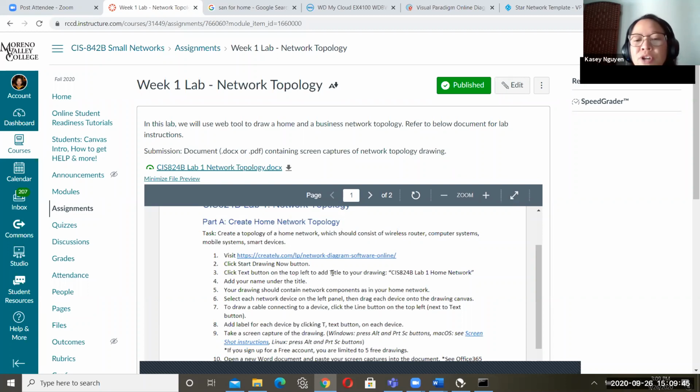So the document instruction is there. I want a document that contains screen captures. Or if you save it as separate files, you have to make sure you upload all the image files for me so I can see it. Okay.